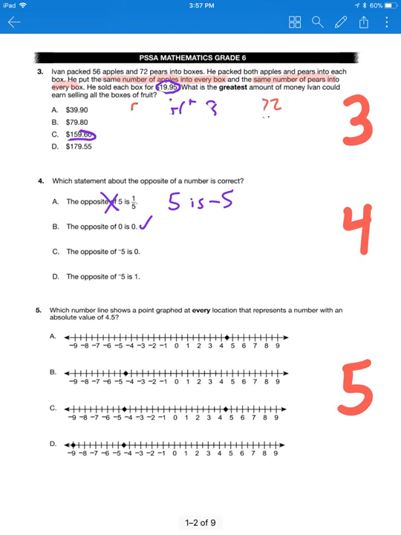The opposite of -5 is 0. No. And D, the opposite of -5 is 1. No. So B is correct. The opposite of 0 is 0.